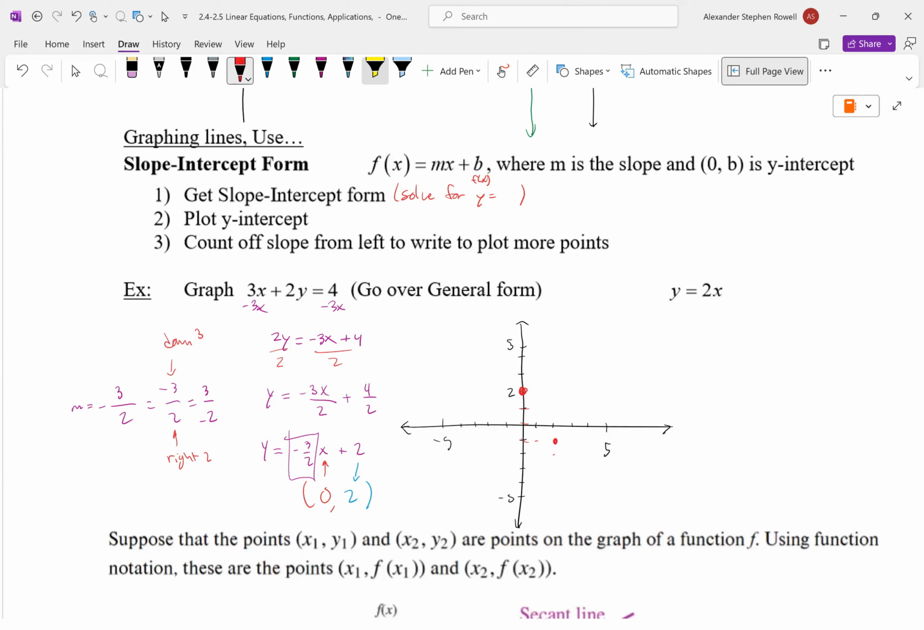I continue doing that. 1, 2, 3, 2. And how many points should I draw? 2 or 3. 2 determine a line, but it just depends on the context. If you want to be more accurate, graph more points. How many points do calculators draw? Yeah, like hundreds probably. Because they're dumb, but you're smart. So you only need 2 or 3.